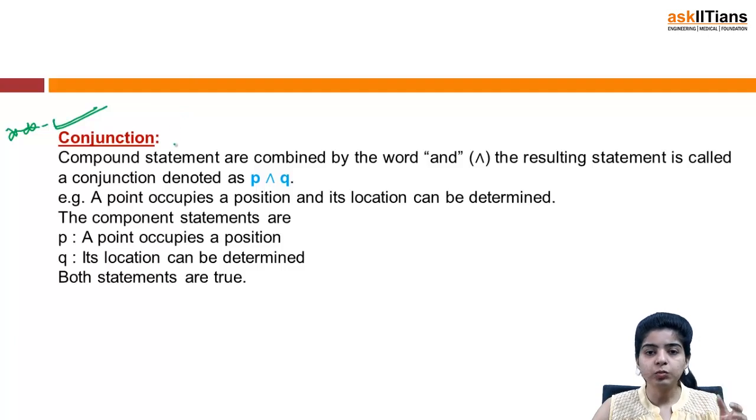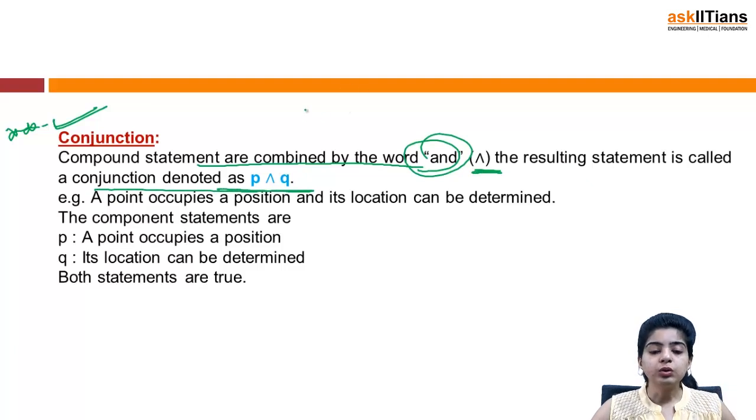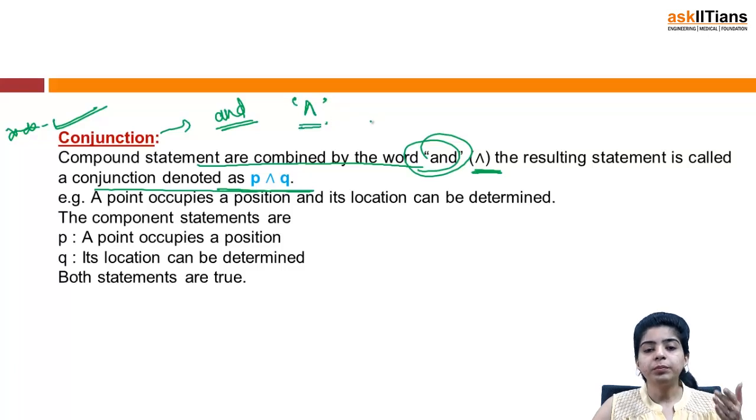I'm sure most of you must know conjunction also. Compound statements combined by the word and, this is the sign, and the resulting statement is called a conjunction, denoted as P and Q. So you just have to remember conjunction means and. When the compound statements are combined by and, the symbol for that is this. You must remember this because we'll be preparing truth tables also, and you'll have questions based on the use of this symbol.